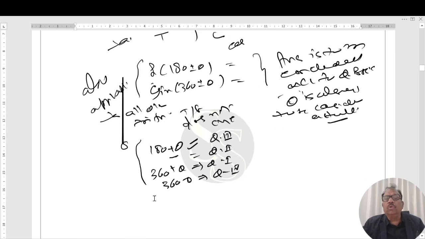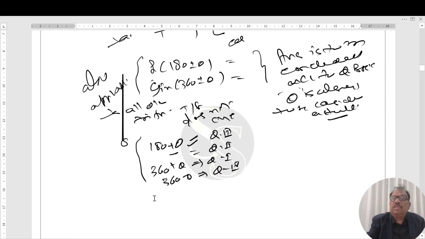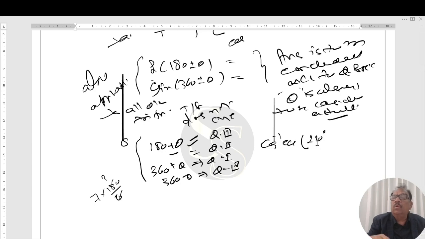Now, cos of inverse cos 7 pi by 6. That is 7 pi by 6. How much does it come? 7 into 180 divided by 6, that is 210 degrees. This is not in between 0 to 180 degrees. So this can be written as cos of inverse cos of 360 minus 150 degrees. If you go back, we get that.